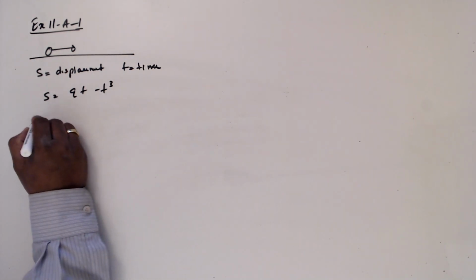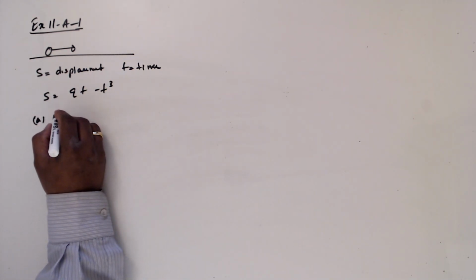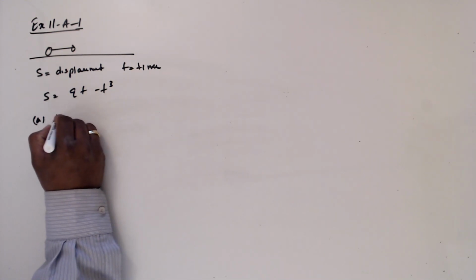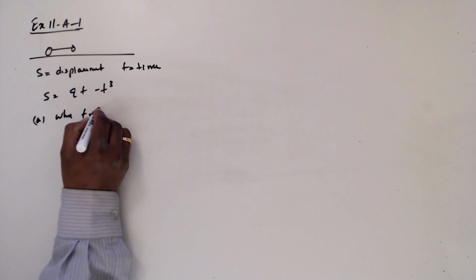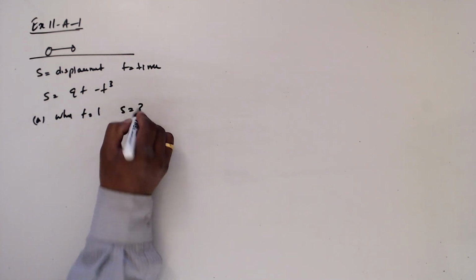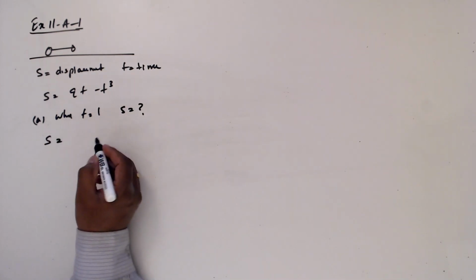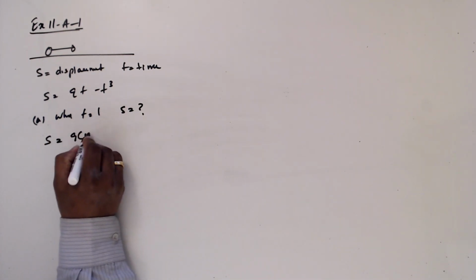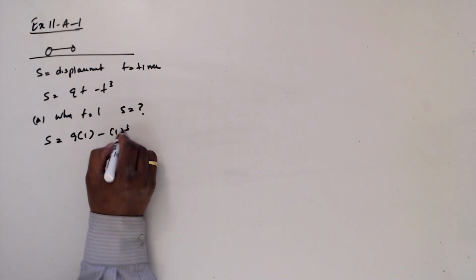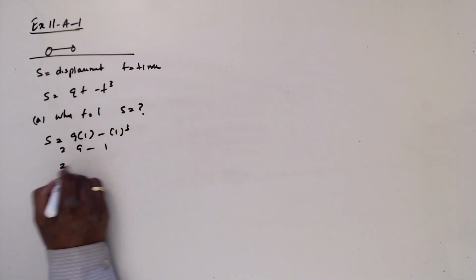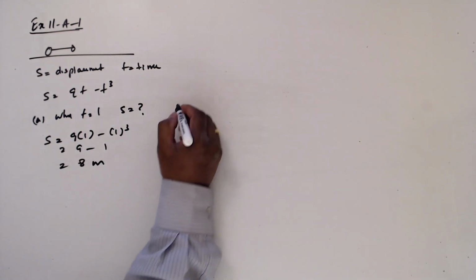Part A: when T equals 1, we need to find S. Very easy, we simply substitute: S equals 9 times 1 minus 1 cubed. So 9 minus 1, that is 8 meters.